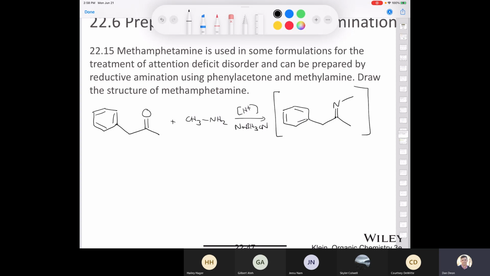And then, of course, the sodium cyanoborohydride is going to reduce that to methamphetamine, which is going to look just like this. And as I told you, the drug is racemic, right? The drug that people take. And there you go. So this is methamphetamine.